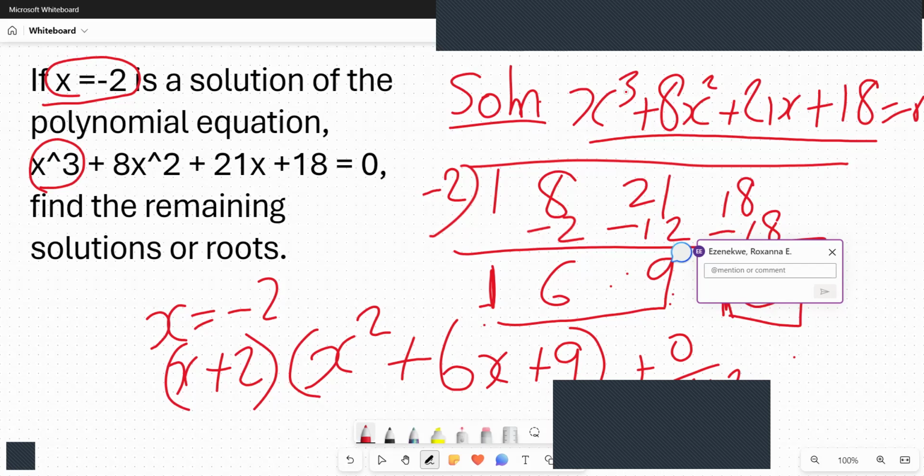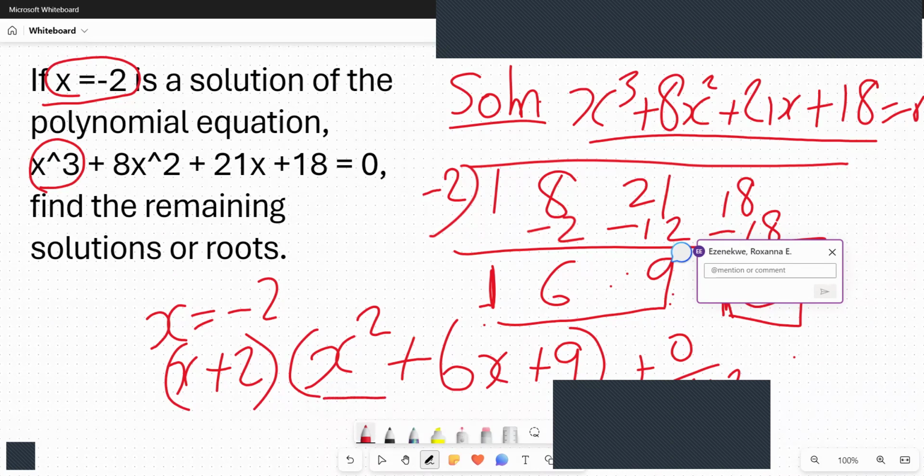Now, the question says find all the remaining answers. Because I'm supposed to have 3 answers, I have to find a way to solve the equation. I can use any method of solving a quadratic equation because the quotient is a quadratic equation. I'm already given one solution, so I need to find the other ones. Looking at this quadratic equation, it seems to be factorable.